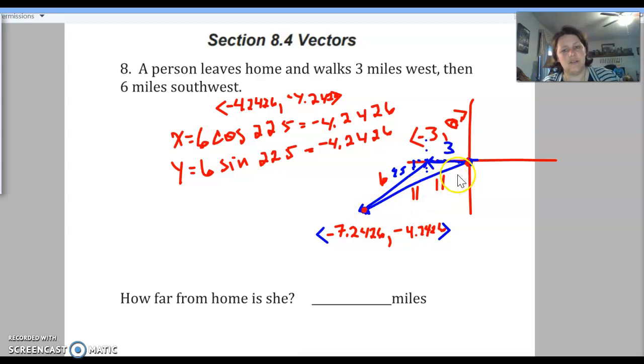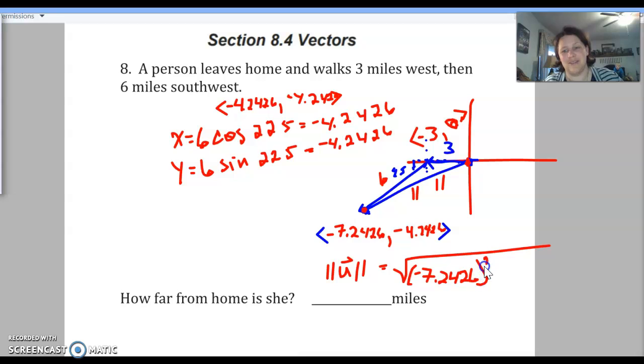As soon as I know the magnitude of this vector, then I know how far from home she is. Well, remember that our magnitude is equal to, I'm almost out of time, both of those squared and added together. So if I run out of time, you can figure this one out, square it. And then we are 8.3938 miles from home. And that's what I get when I square both of those, add them, take the square root.